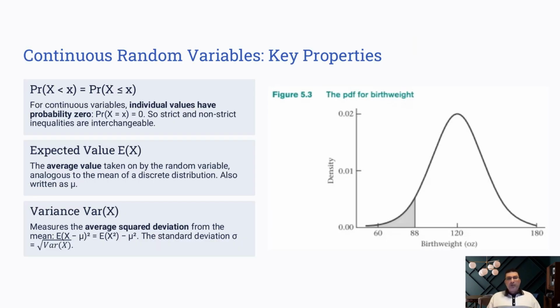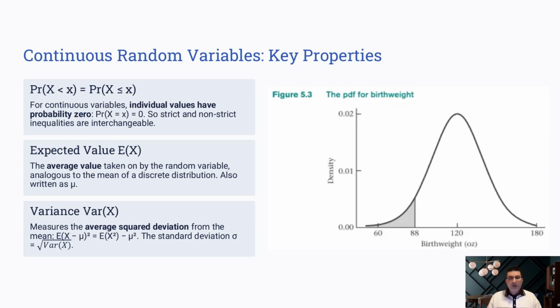Alright, let's go over some key properties of continuous random variables. First, here's something that might feel a little strange at first. The probability that x is less than some value x is actually the same as the probability that x is less than or equal to x. Why? Because in a continuous setting, the probability of any single exact value is essentially 0. So including or excluding that one point doesn't change anything.